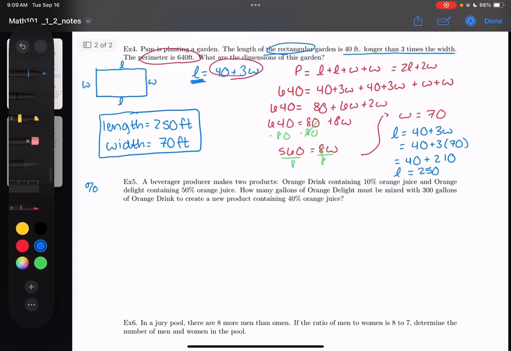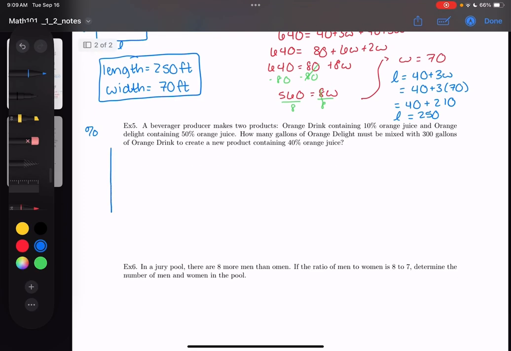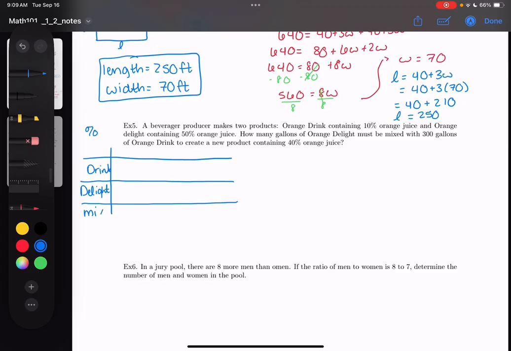So we've got 2 drinks happening here. I've got the orange drink and I've got the Orange Delight. So I'm just going to write drink and delight. And then it says that we're mixing these together, right? Because we're creating a new product. So I'm going to just say the mix of these.